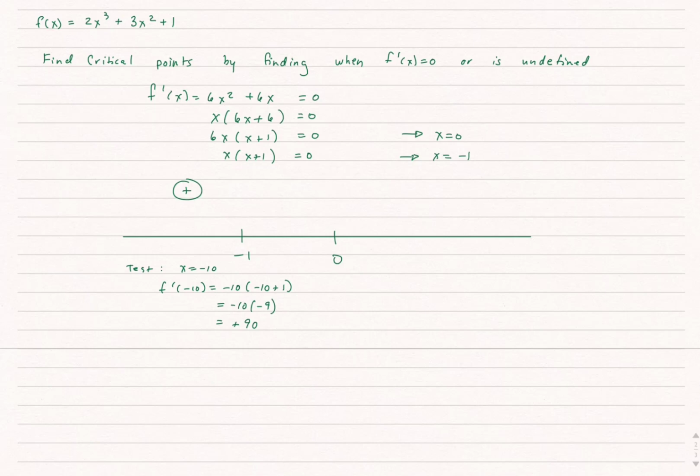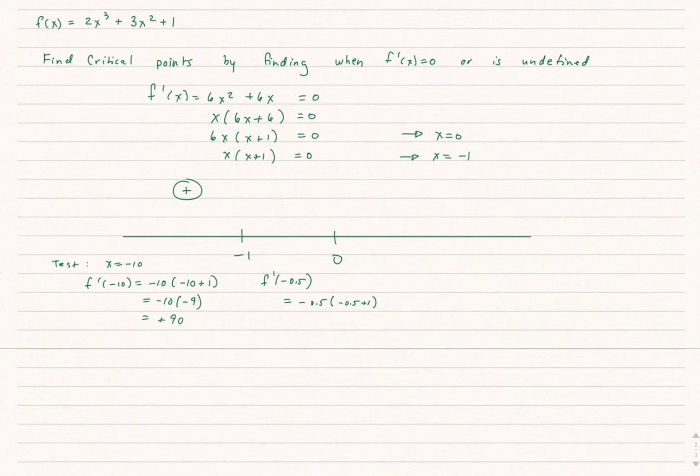Let's go ahead and pick a point between -1 and 0. Let's pick -0.5. In this case, I have -0.5 times (-0.5 plus 1). I have a negative times a positive, which will be negative. So my function will be decreasing from -1 to 0.